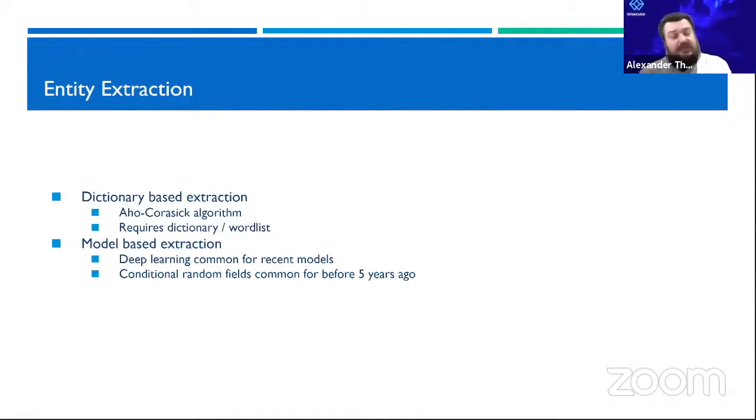It requires a dictionary or word list, essentially a list of names and aliases, to create the tree structure. But it doesn't require any training data. It's just a dictionary-based approach. For the model-based ones, deep learning is the most common now. Conditional random fields, I'd say, were the most popular before deep learning took over, probably about 5 years ago. Even though CRFs, as they're more commonly called, are still pretty competitive and useful, and don't require quite as much data to train, I don't think any of them hold the state-of-the-art benchmarks anymore.